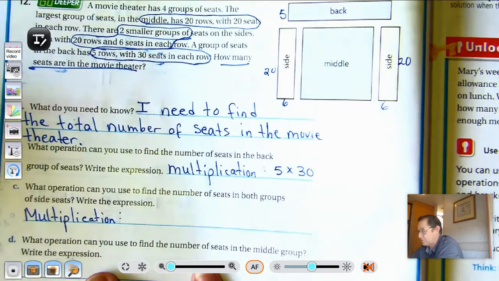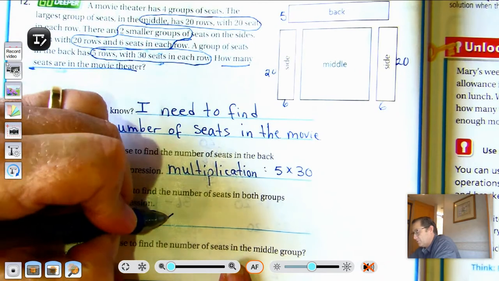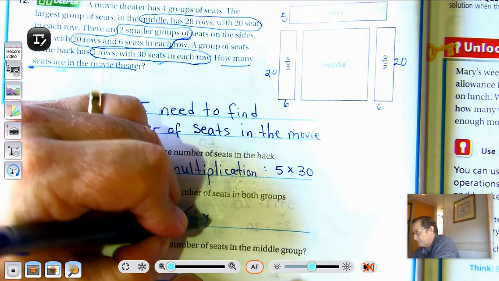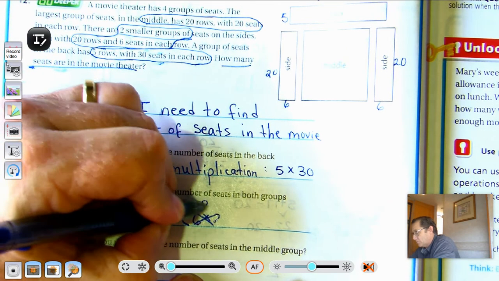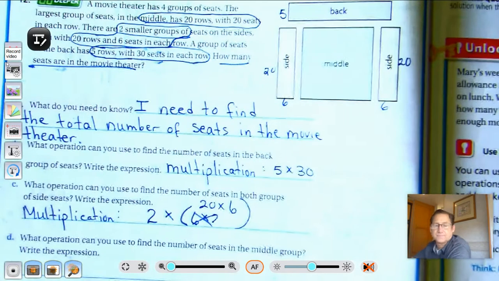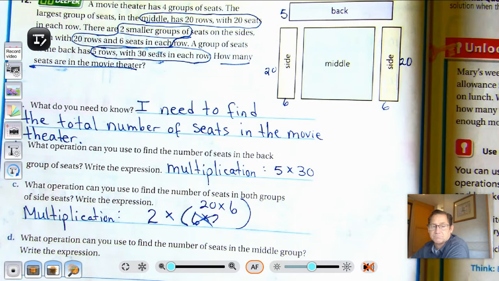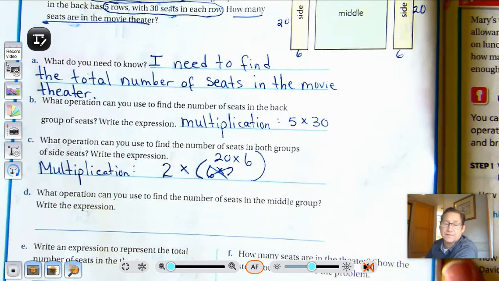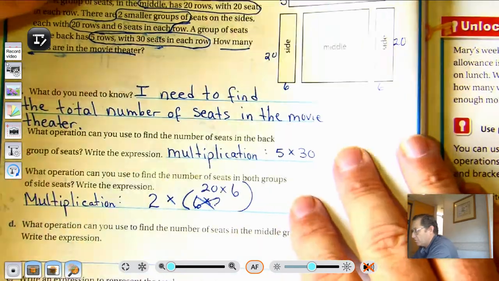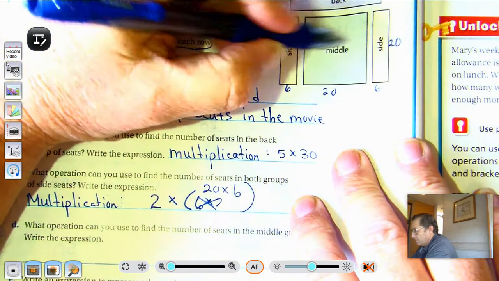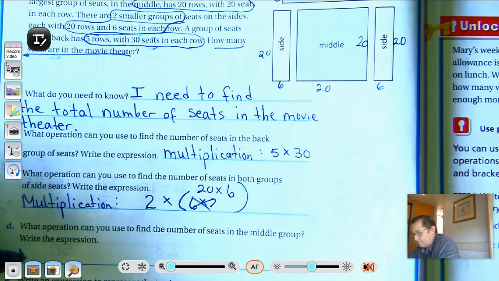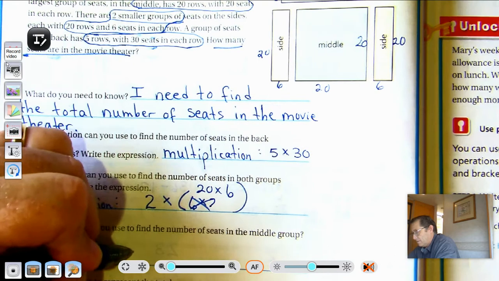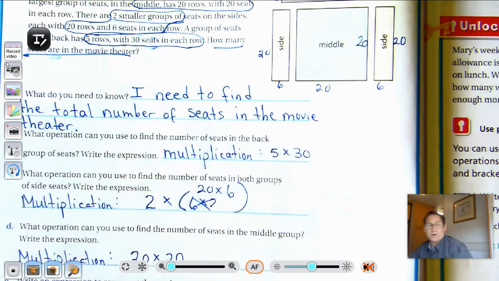So this time, we have 2 sets of them, 1 on each side, 2 times, and then how much is in each side section? Well, 20 rows of 6. So 2 times the product of 20 and 6. And D, what operation can you use to find the number of seats in the middle group? In the middle group, there were 20 rows of 20. Well, that's multiplication too. 20 times 20.